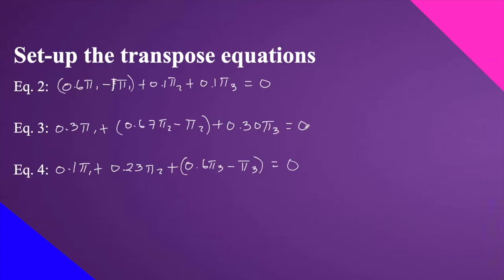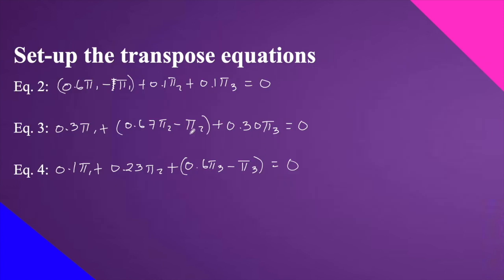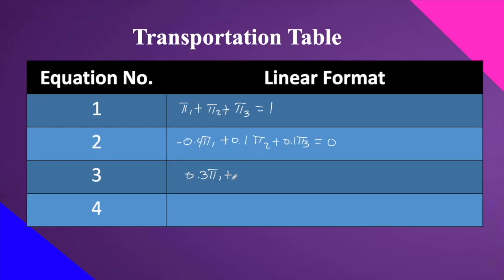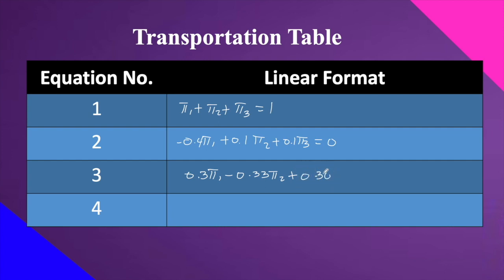So, same goes with our third equation, 0.3 pi sub 1, copy lang natin, 0.3 pi sub 1 plus, ito tayo, 0.67 minus 1, that is negative 0.33. And since negative ito, tanggalin na natin yung plus sign dyan, it must be minus sign. Okay? So, minus 0.33 pi sub 2 plus, di naiwan, 0.30 pi sub 3, this is equivalent to 0.